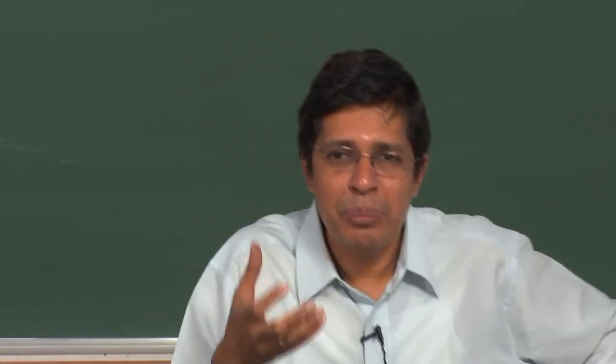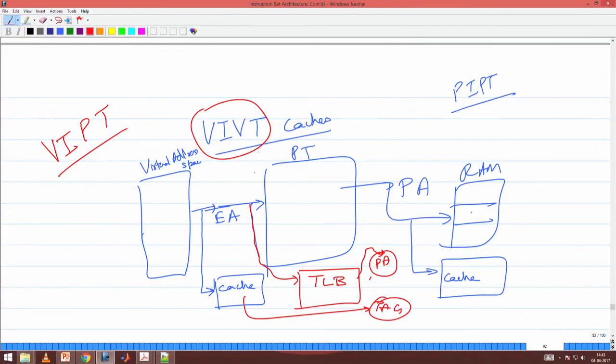Are you able to understand what I am saying? Having a TLB miss and a cache hit is very remote, and that is why VIPT as a concept is much more successful. Fair enough? Okay.